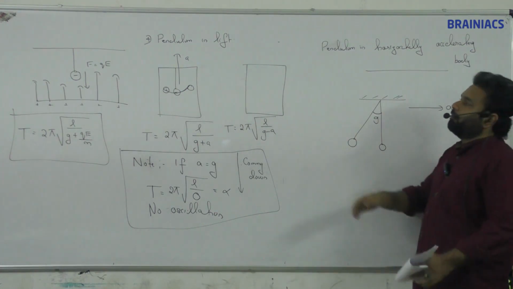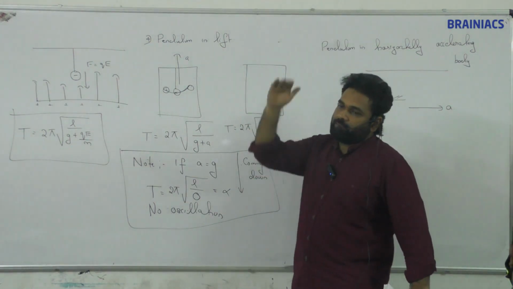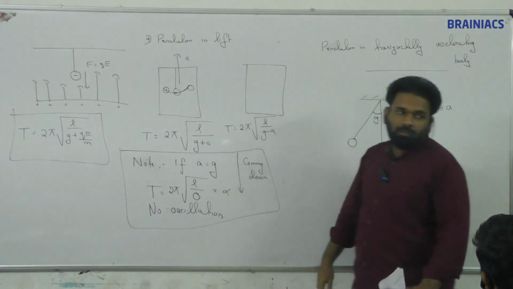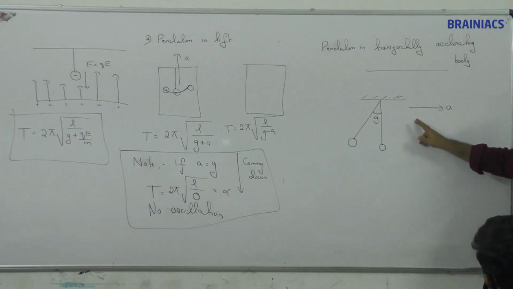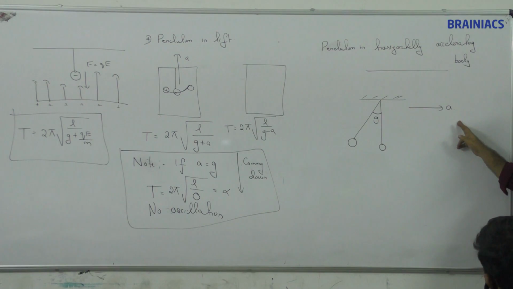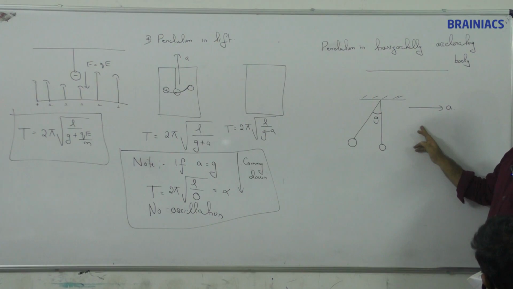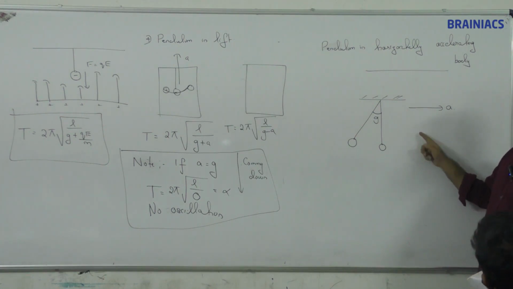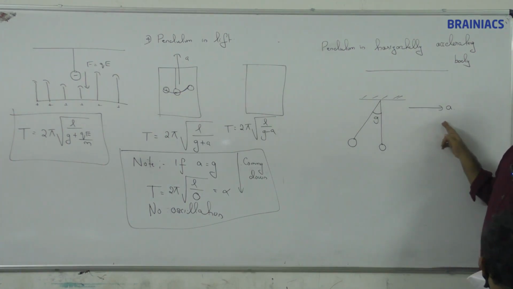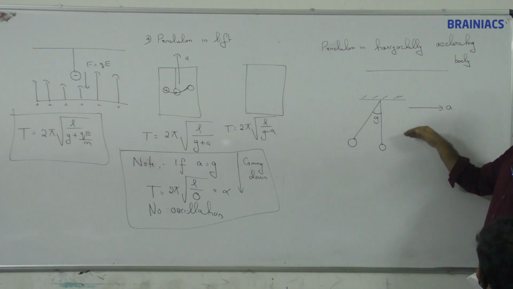Suppose this is in a lift, moving up and coming down. Suppose the simple pendulum is in a body which is moving with a horizontal acceleration. The problem in this case, we will be easily able to solve. First, we cannot apply Newton's laws of motion directly here, because this is an accelerating body. This is a non-inertial frame.